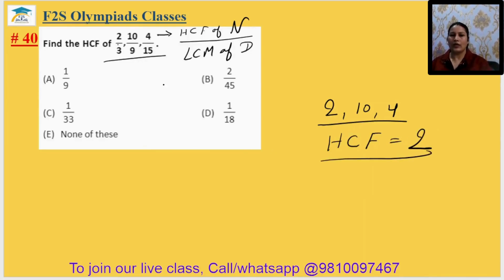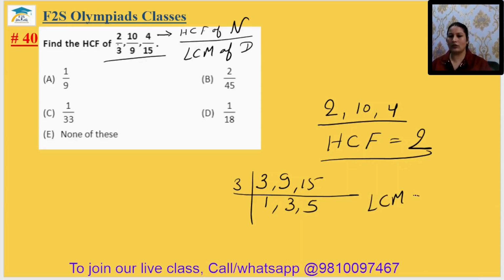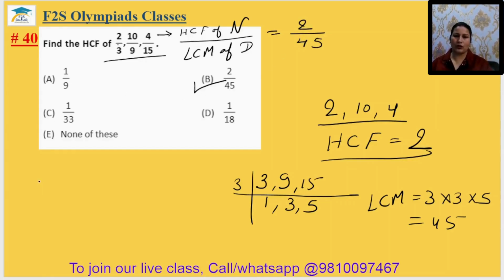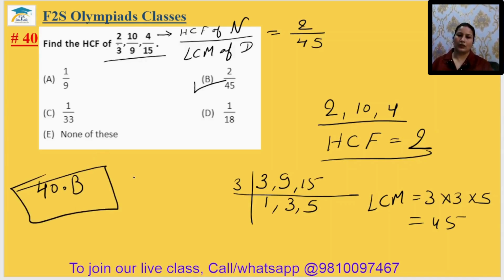Okay. LCM of 3, 9, 15. So it will be 3 once, 3 twice, 3 and 5. So LCM equals 3 multiplied by 3 multiplied by 5. That is 45. So the HCF will be 2 upon 45. It is in option number B. So the 40th answer is option B. Okay.